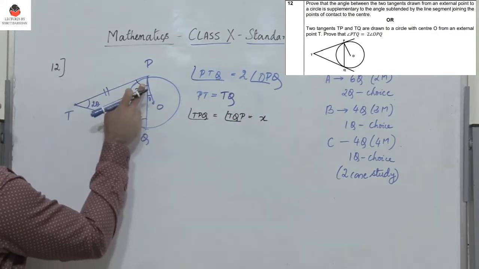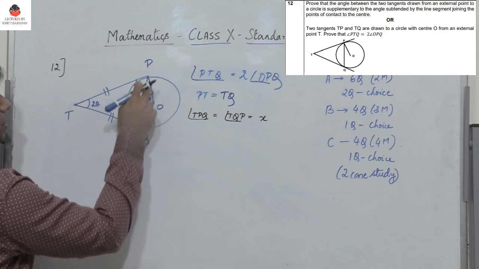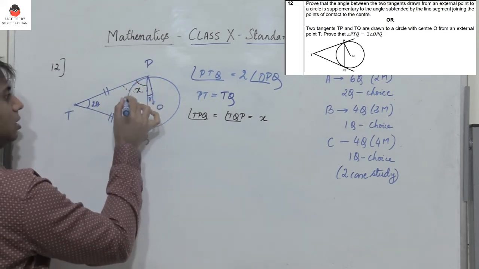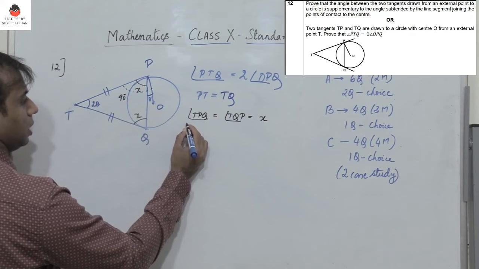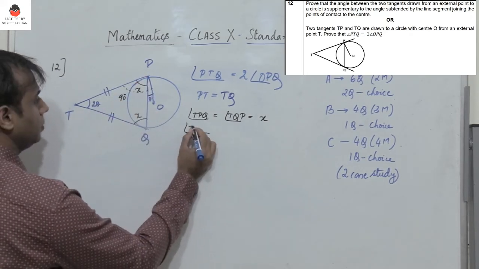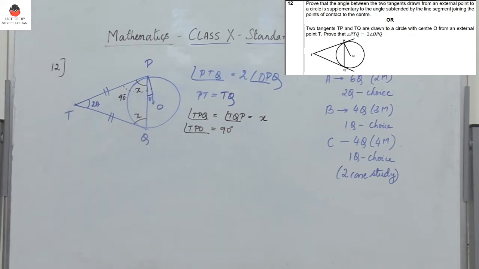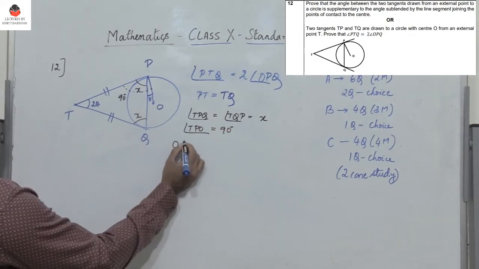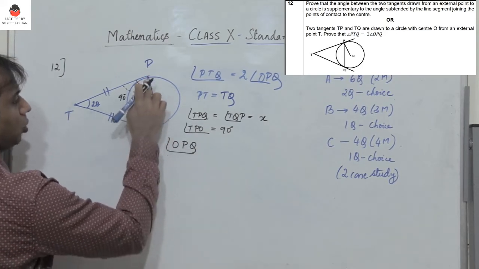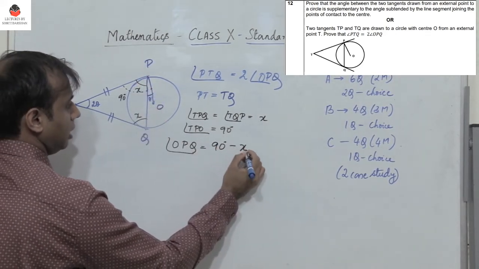So now we also know that angle TPO equals 90 degrees. So this entire angle is also equal to 90 degrees, because the tangent and the radius are always perpendicular to each other. So TPO is equal to 90 degrees. They are perpendicular. So therefore, what is OPQ? Angle OPQ is 90 degrees minus X.